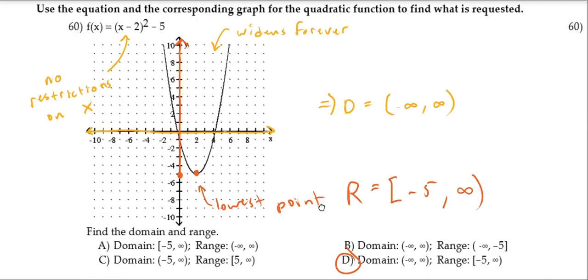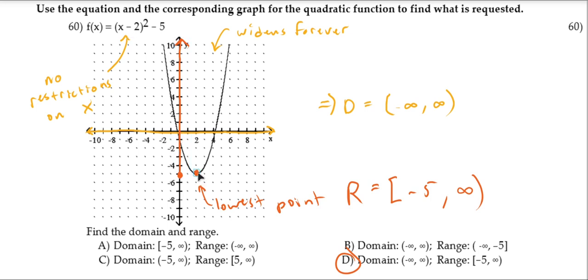Question 60, we're asked to find domain and range. We need to be able to eyeball a parabola in this class, but they did give us this equation, which definitely tells us this is a parabola. This is a parabola that has been downshifted by 5 and right shifted by 2. And so our vertex would have gone from the origin down to here.